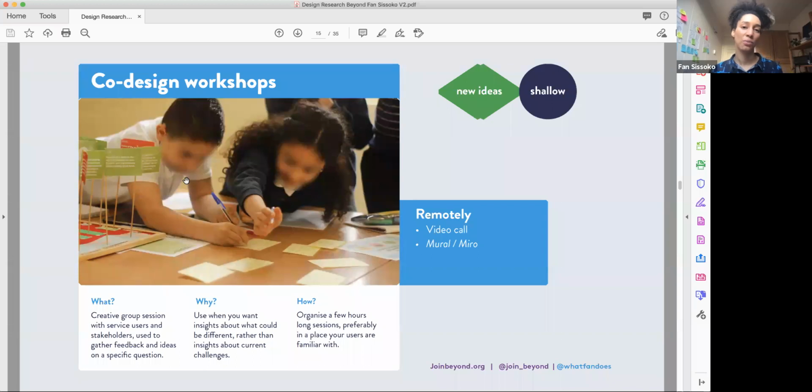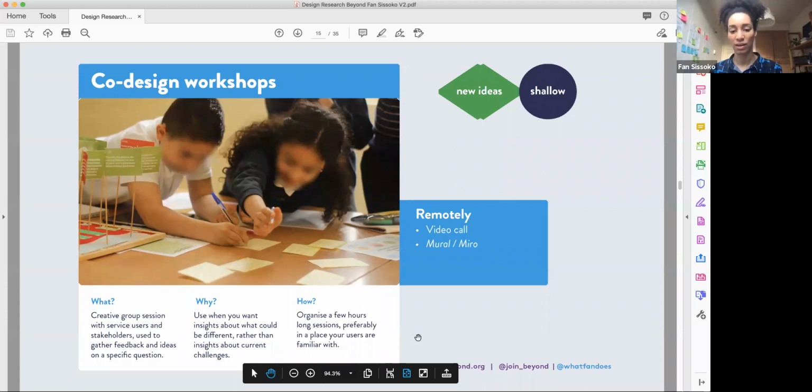But then we presented those insights back to them, and we held a few workshops where we had the pupils from different age groups, as well as a few teachers, maybe the PE teacher, maybe the school chef, etc. And they formed a little team, and here, I think what they were doing is they were redesigning their canteen to encourage healthy behaviors. So that typically can be a few hours long session, preferably in a place which your users are familiar with.